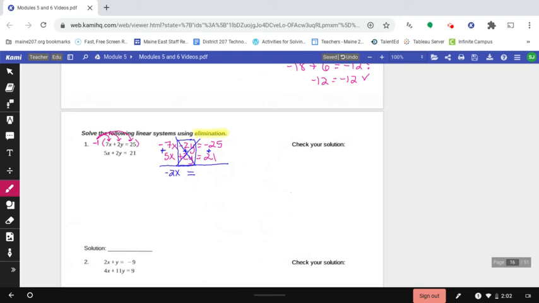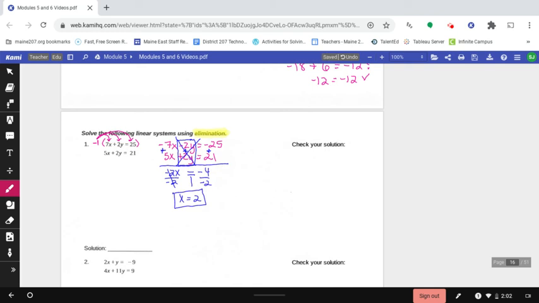Negative 25 plus 21 is going to give me negative 4. Now this is an equation that we just know how to solve, right? This is a one-step equation. We can use our inverse operations and divide by negative 2. We get x is equal to a positive 2.